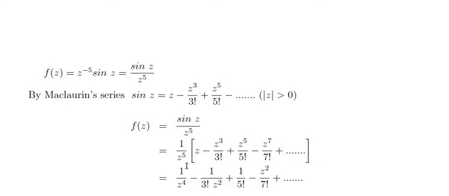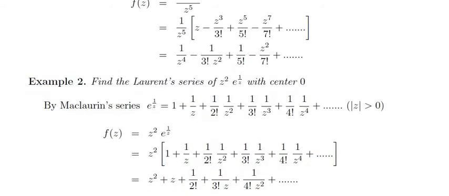Then operating the bracket, 1 by z raised to 5 into z gives 1 by z raised to 4. Then minus 1 by 3 factorial z square, plus 1 by 5 factorial, minus z square by 7 factorial, plus etc. This includes positive power terms and negative power terms. This is the Laurent series expansion of z raised to minus 5 sin z.